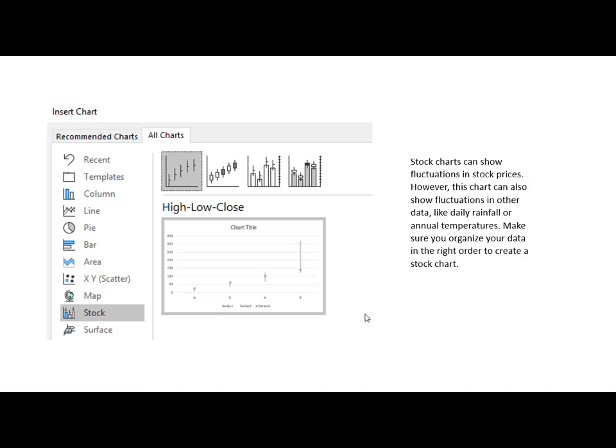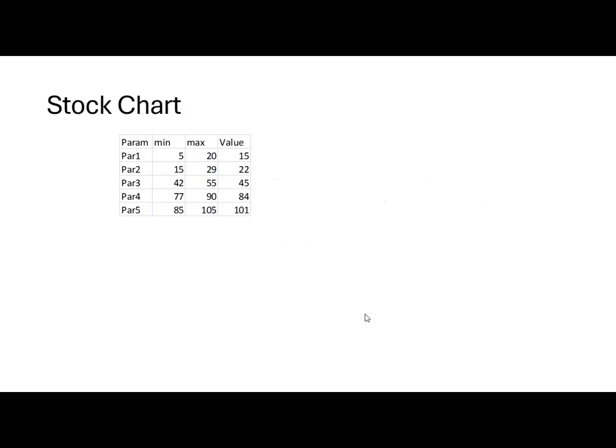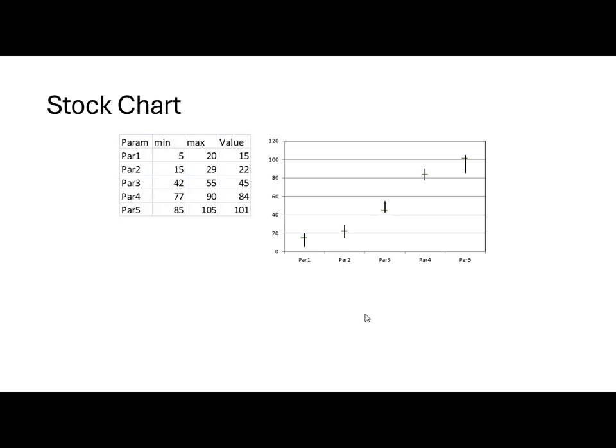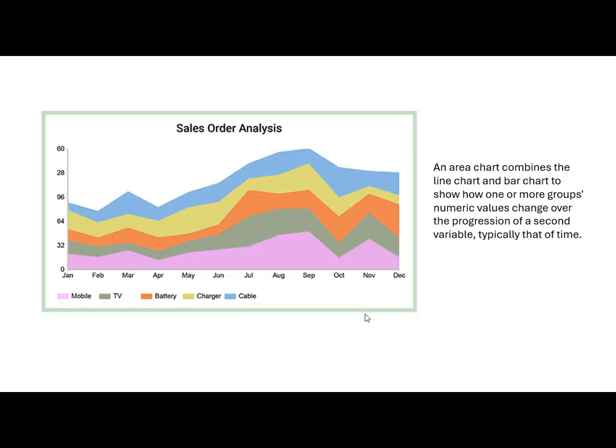And even though this is designed for stock or fluctuations of temperature or flow, it can be used also for physical chemical parameters, like these are parameters in a certain water body where we can measure the minimum, maximum and the average value, and we can use the stock chart to show the fluctuation in the parameters. Could be any other parameters.